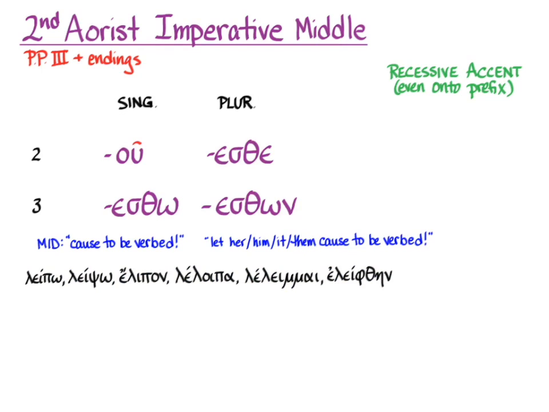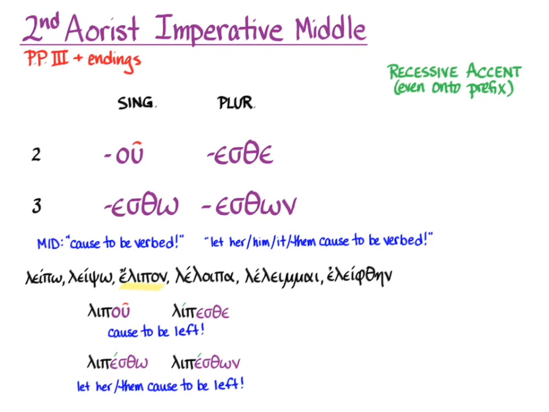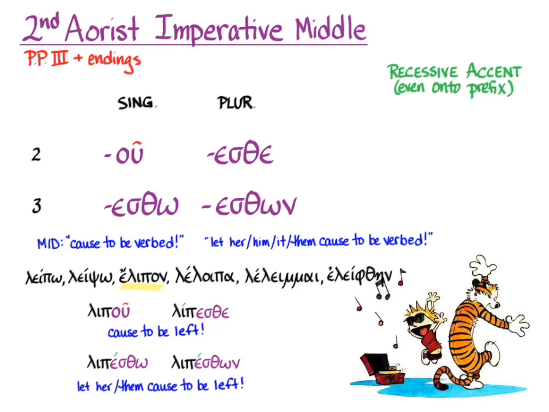And here's our paradigm verb: third principal part, stem, new endings. Accents. There is the fixed accent. That's the exception to our rule here. And then the recessive ones in the other forms. So lipou or lipesthe means cause to be left. And in the third person, lipestho and lipesthone means let her cause to be left or let them cause to be left. But we have no compound verb and extra endings, so I want another happy dance.